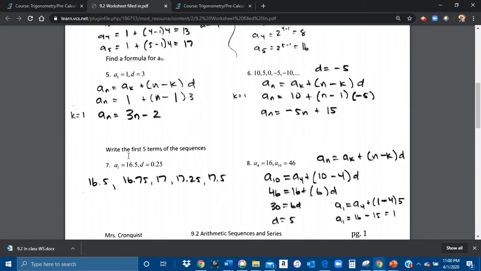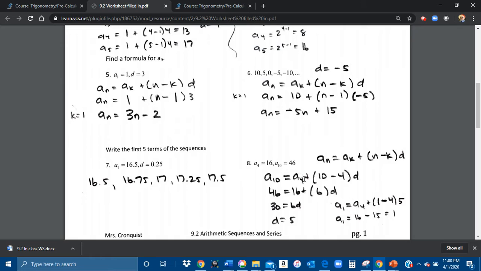7 and 8 here say write the first 5 terms. We had an example like this in the slides. Again, 16.5, 16.75, and so on. This one's a little trickier. I've got, again, I want to use this formula. And a sub 10, that's going to be my n. A sub 4 is going to be my k.